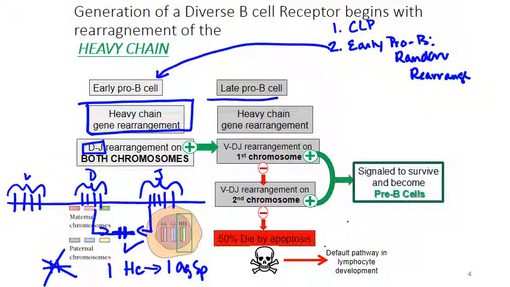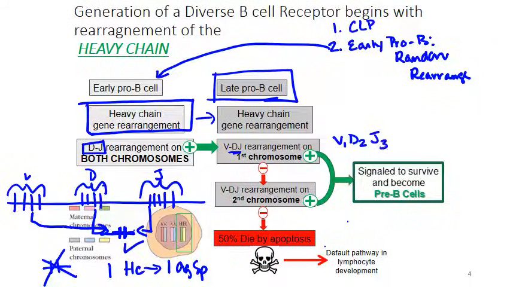All right, so we got D to join to J. Now it's a late pro-B cell. So we're going to continue rearranging our heavy chain. We have this DJ that we made in the previous stage, and we're now going to try to get one of these V regions to come and join the D and J that we used before. If this is a productive rearrangement, i.e. it's able to successfully get like V1, D2, and J3 to come together on the first chromosome, it's going to move on to the next step.